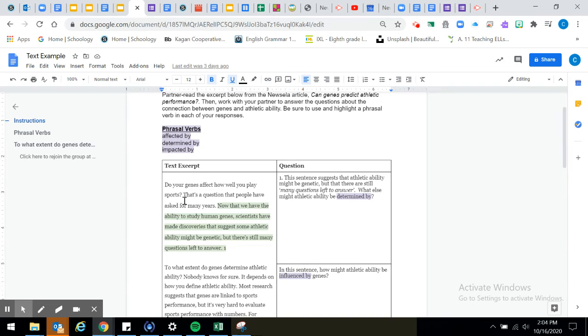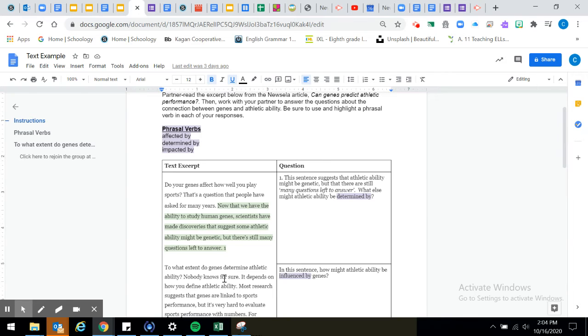Then, after each paragraph, I have posed a question about that paragraph. In the question, I've asked you to use one of these phrasal verbs in your response. The question is constructed so that you have to think about how one thing influences another, and then you'll express your understanding using one of these phrasal verbs. So let me show you an example.